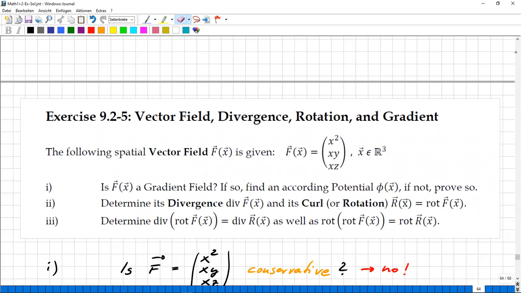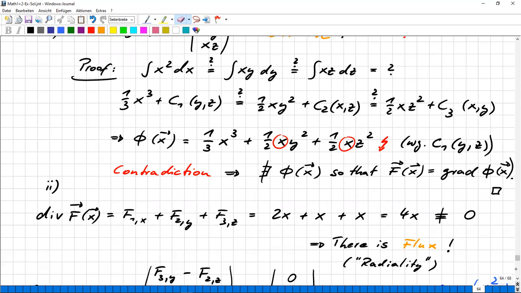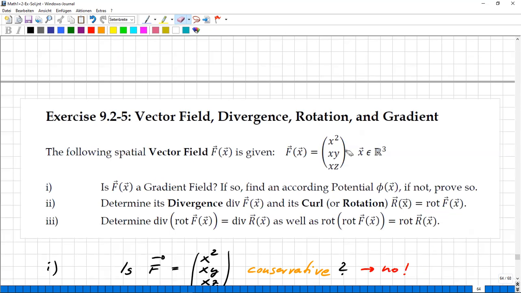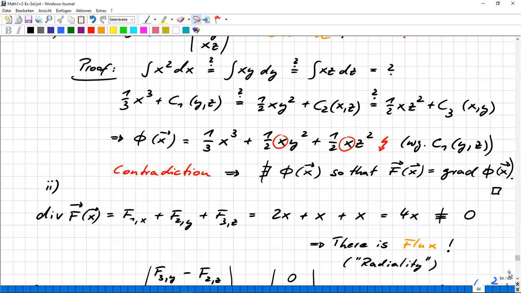Now to the second part. Again, we want to see what is divergence and rotation of this field. Now, this is not very surprising or not even complicated. Well, let's always keep in mind, this is our field. Can you keep it in mind? It's just like x, y, z, but additionally multiplied with x. So we have x squared, xy, xz, easy to be remembered.